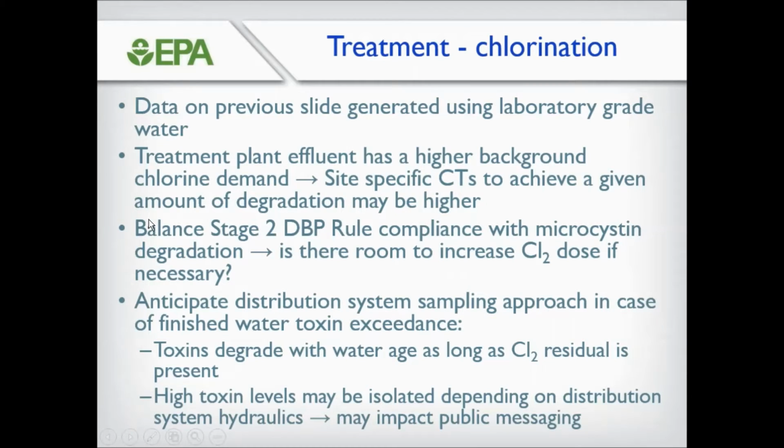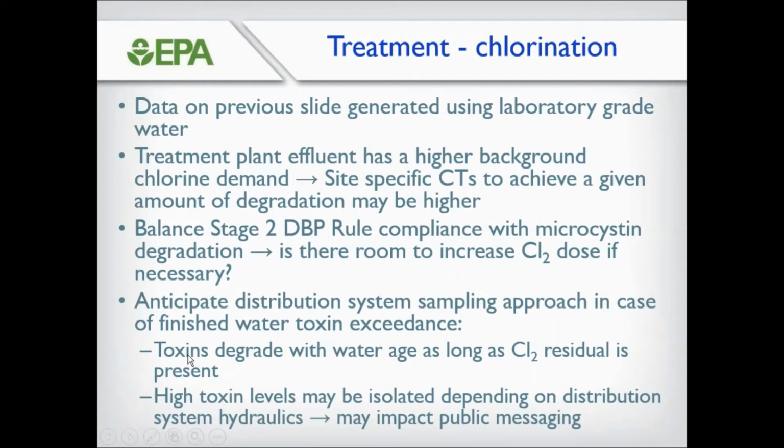Another thing to think about is how do you balance your Stage 2 DBP rule compliance with microcystin degradation. Do you have room at your treatment facility to increase your chlorine dose if necessary? Also, it's a good thing to anticipate and think about a distribution system sampling approach in case of an exceedance in your finished water toxin concentration.